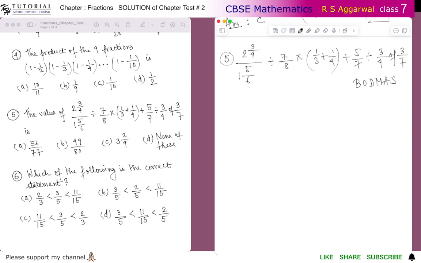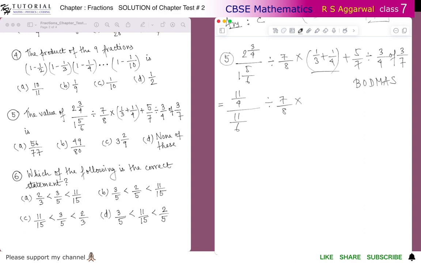In the BODMAS rule, first comes the bracket. B stands for bracket. So we have a bracket, this thing. We have to first evaluate that. Now we can obviously first convert the mixed fraction to improper fraction, and we get the very first term will become, in the numerator, 11 by 4. And the denominator will become 11 by 6. So now divided by 7 by 8.